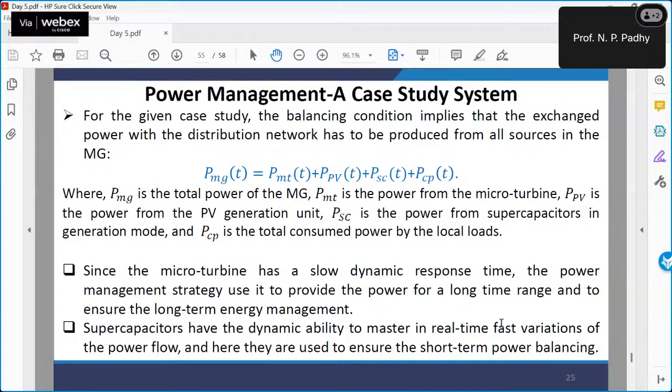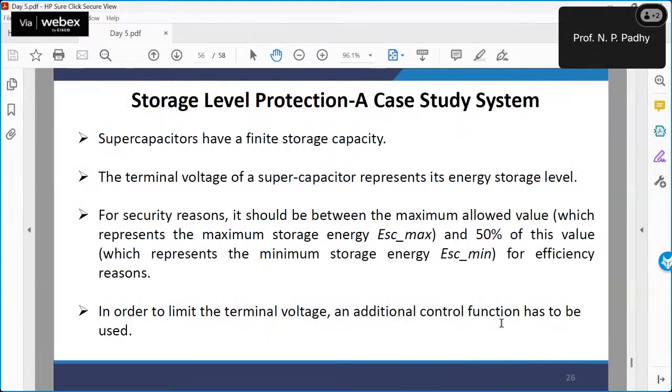Now since the microturbine has a slow dynamic response time, the power management strategy is used to provide the power for a long time range and to ensure the long-term energy management. Depending upon the transient, how fast, how quick, the supercapacitors have the dynamic ability to master the real-time fast variations of the power flow, and here they're used to ensure the short-term power balancing. Supercapacitors have a finite storage capacity. They cannot be so big.